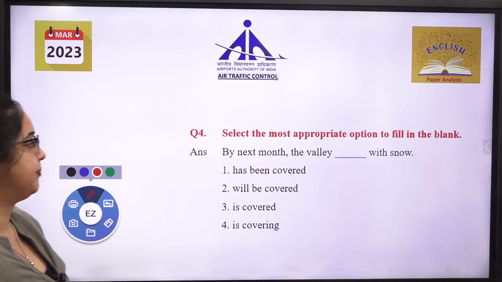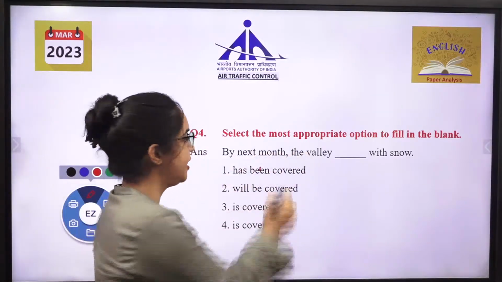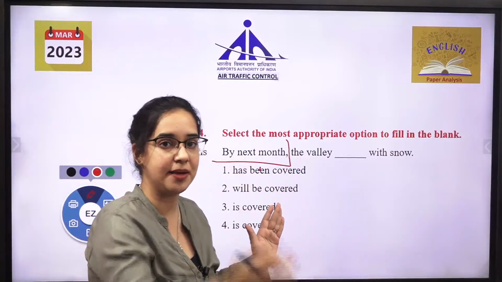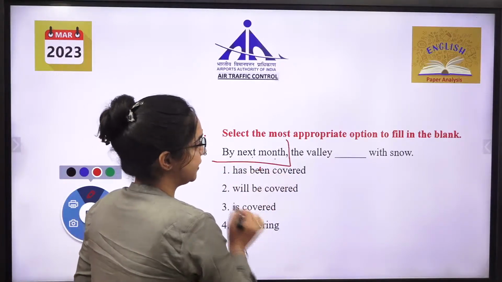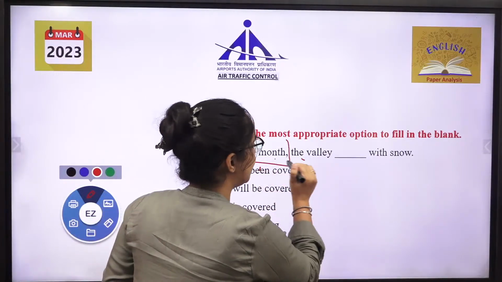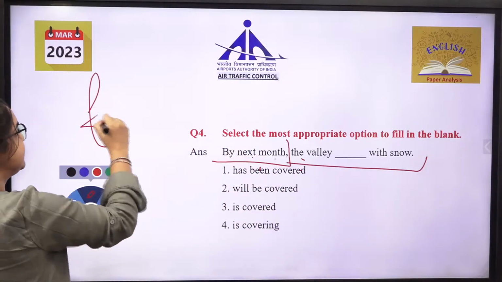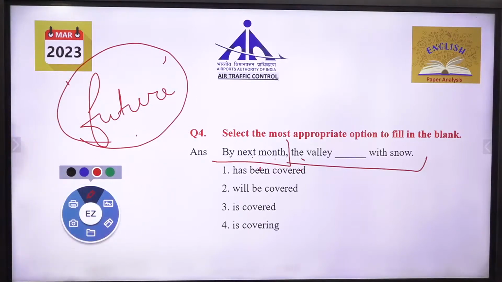Now, in a similar way, by next month, whenever a punctuation mark is there, you have to pause. You have to decode. It is about next month. Meaning the next month has come, so what is it? It is about the future. By next month, the valley dash with snow. Now what will come? Future is coming in this. This is based on your tense and it is future. That is a kind of hint I am giving you. Will be covered. Okay. Anyone else with any other answer?